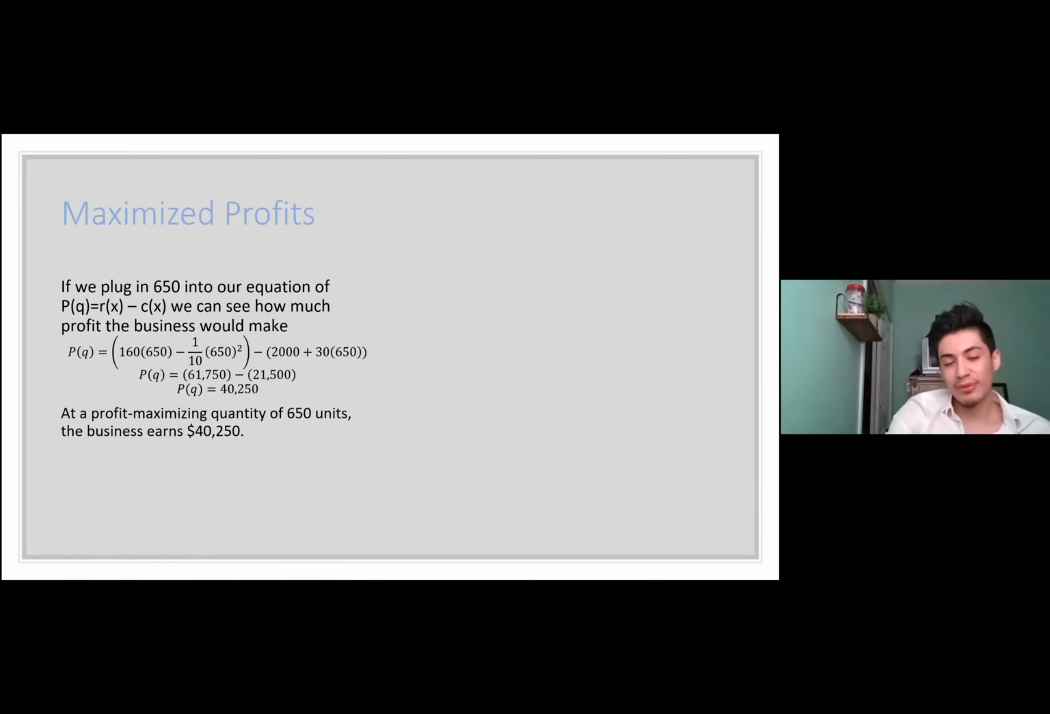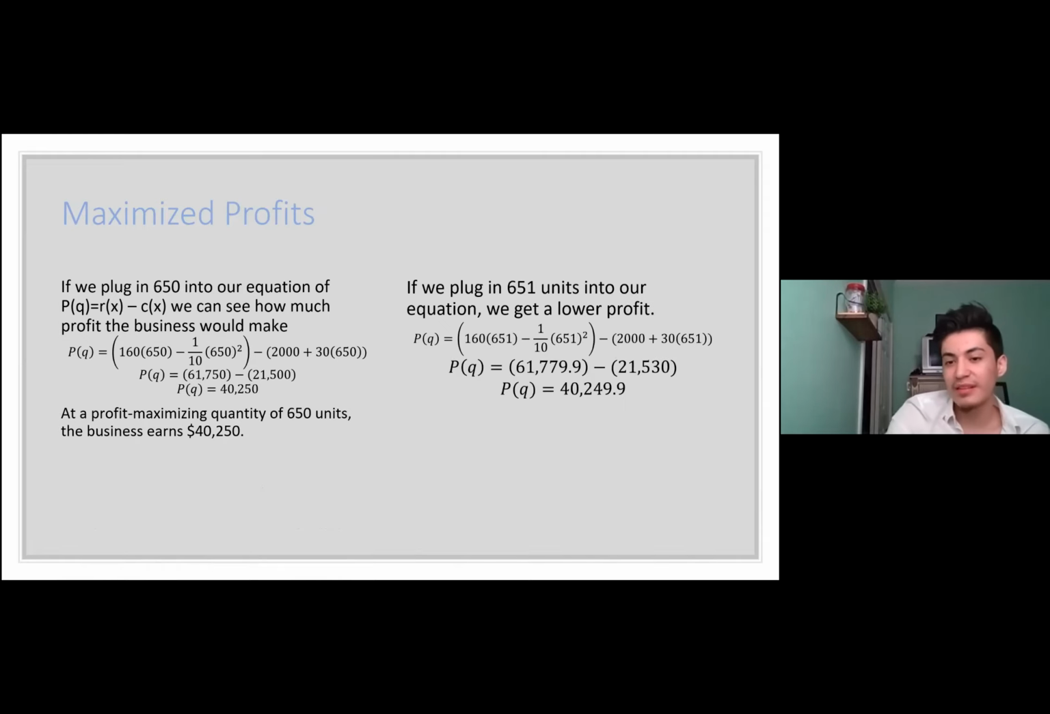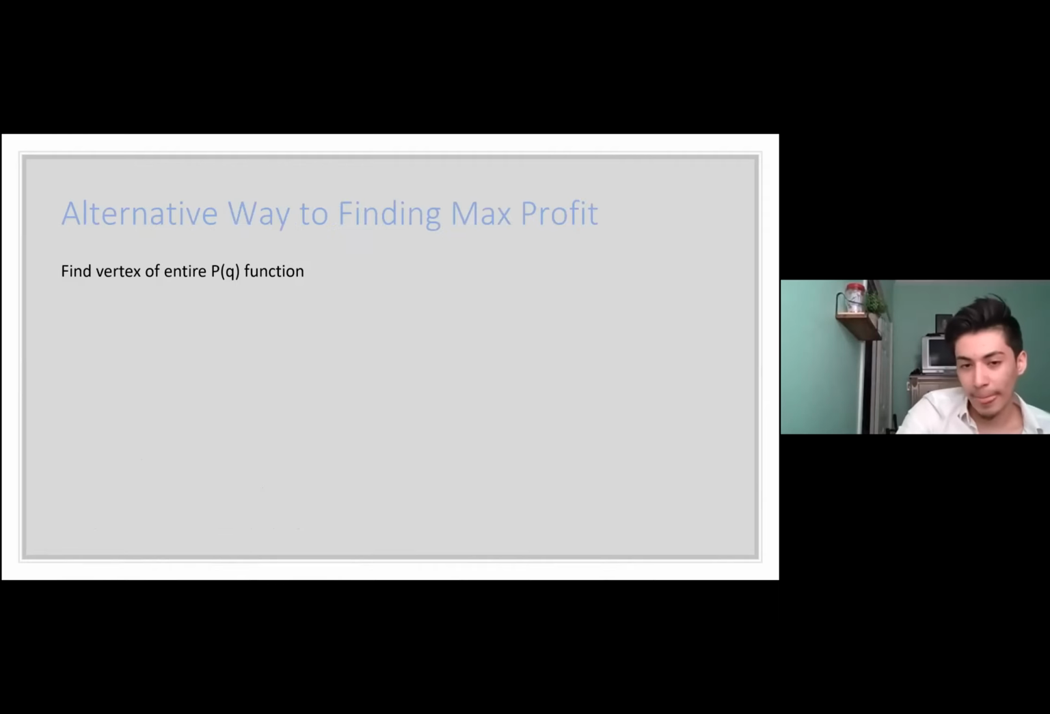To find the maximum profit, we simply plug that 650 into our revenue and cost. We get 61,750 in revenue and 21,500 in costs. When you subtract those, you get a profit of 40,250. We can test that that is the most this business can make by inputting a different number. In this case, I use 651. We can see that whenever they sell 651, they only make 40,249.9. That's one way to figure it out.